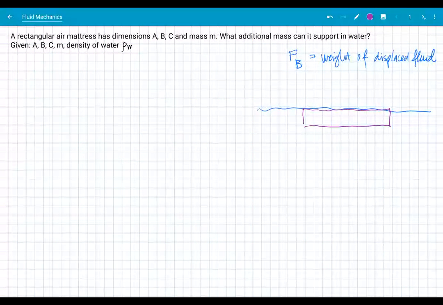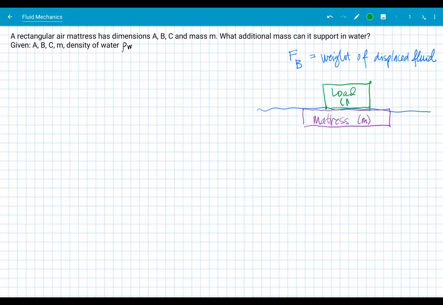So this is your air mattress, and we're pushing it beneath the water. This is the mattress itself, and we're given the mass of this as little m. Now, what this question is asking us about is what load can we put on here? Let's say here's the load that we're putting on the air mattress, and I'm going to let that be mass big M. The question is really asking us just for big M: what maximum amount can I put on there?